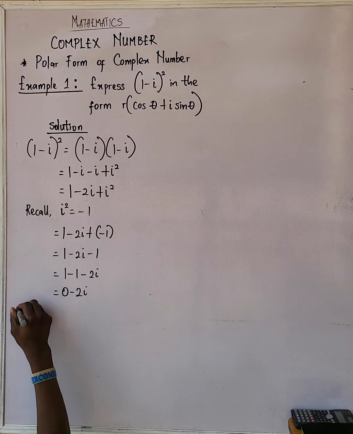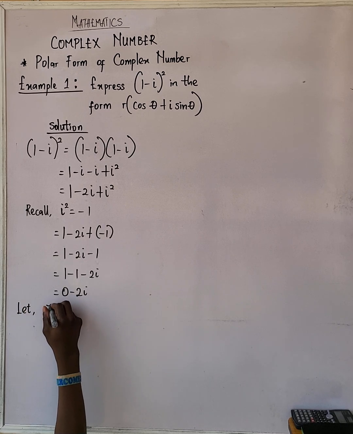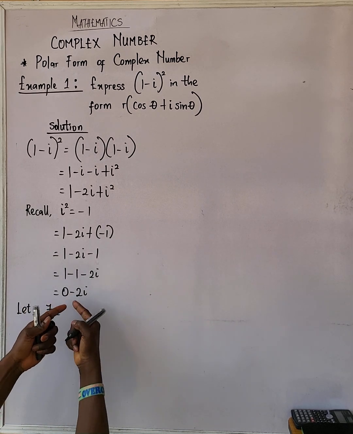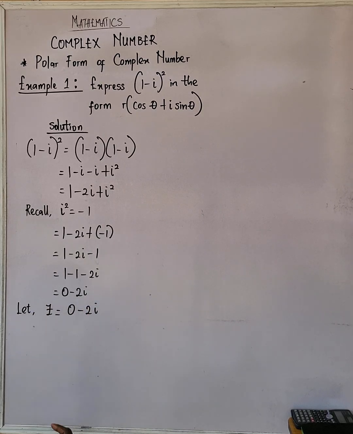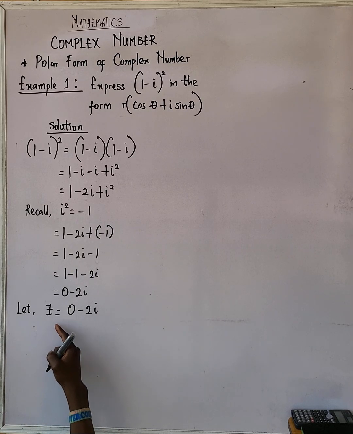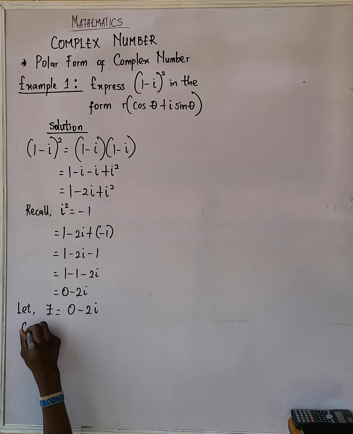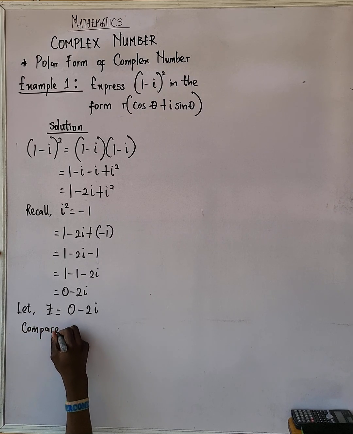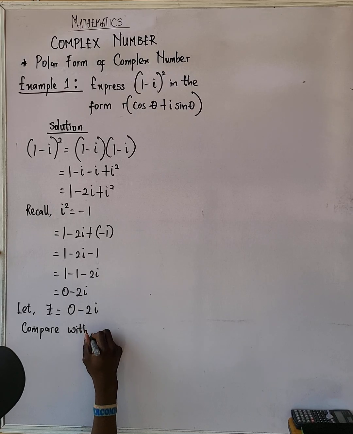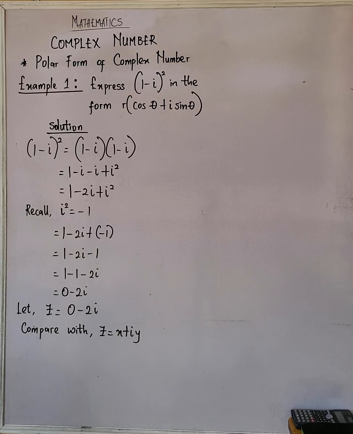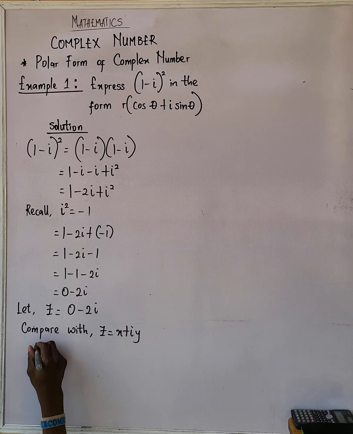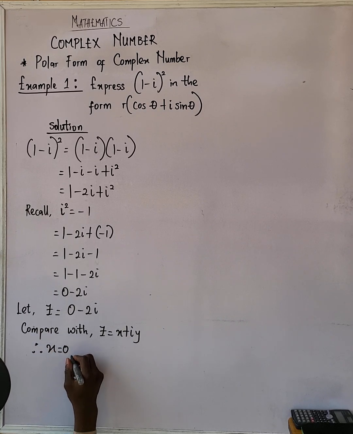So this is what we got. Let's represent it as our complex number. Let z equal 0 minus 2i. When we compare with z equals x plus iy, what do we have? When we compare this and this, therefore our x is equal to 0.